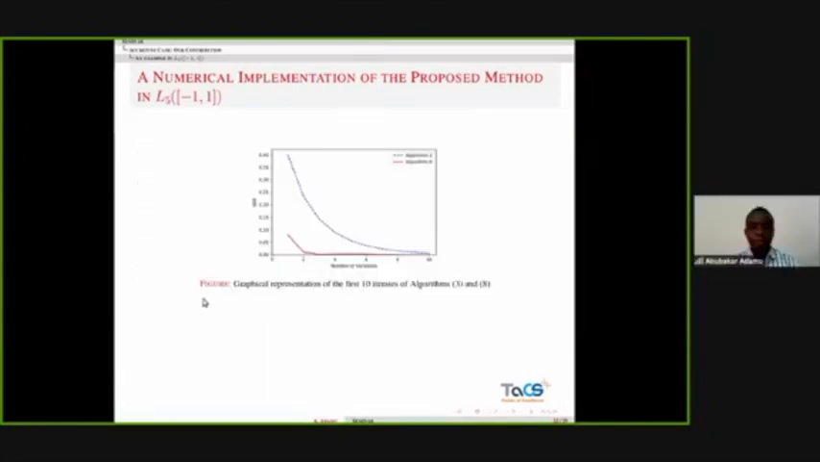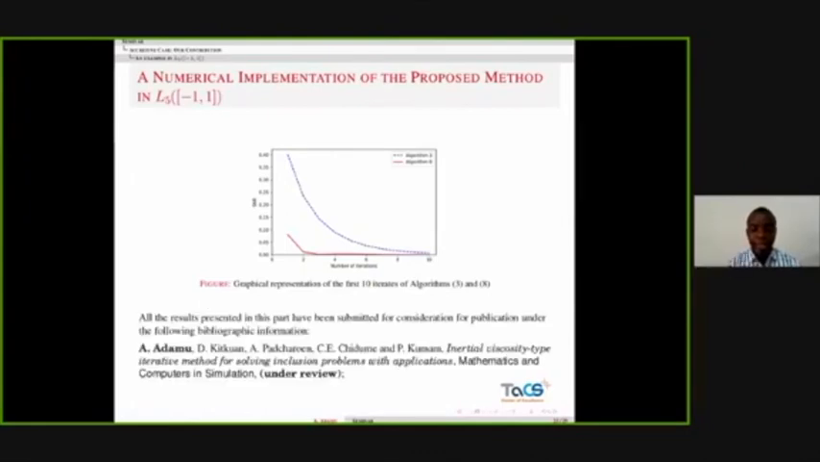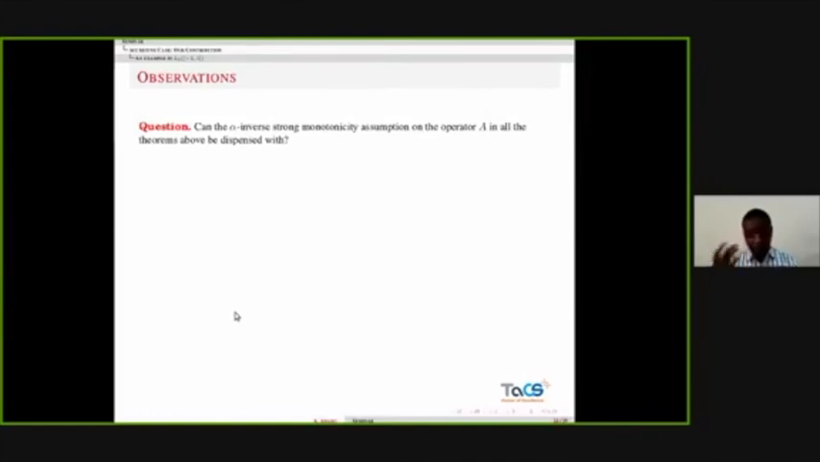Here is a graphical representation of the data in the previous table. The results represented here are stored in the refereeing process in this journal, Mathematics and Computers in Simulation. Next, these questions will help our members of the lab to see how to pose research problems and how to go about them. A natural question from what we have presented is, can the alpha inverse strong monotonicity assumption on the operator A in all the theorems above be dispensed with?